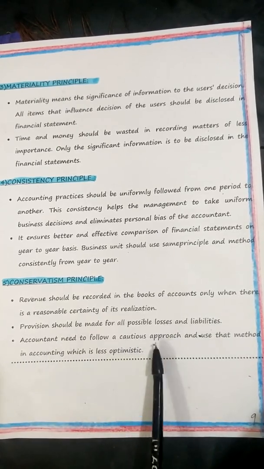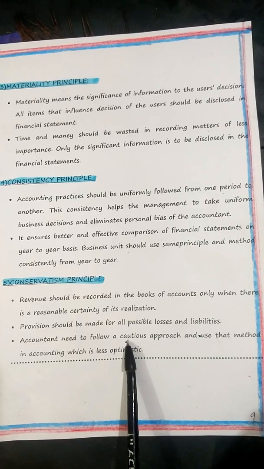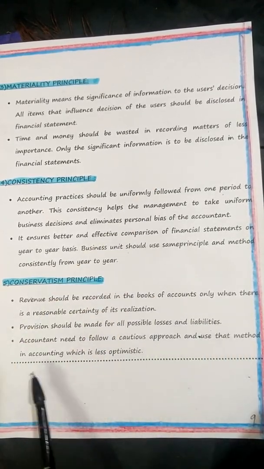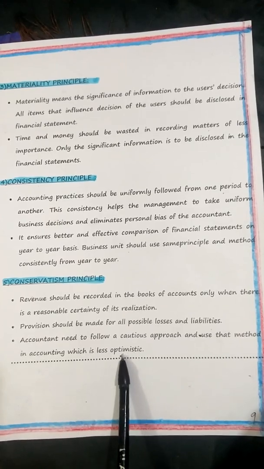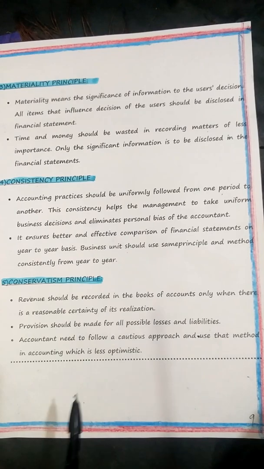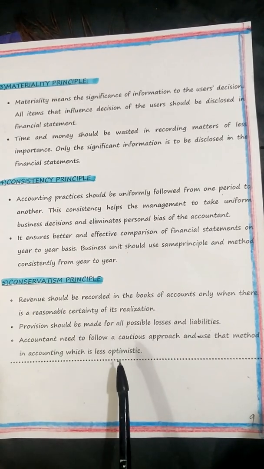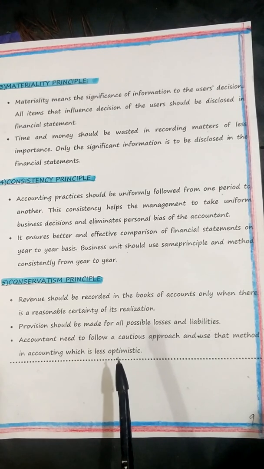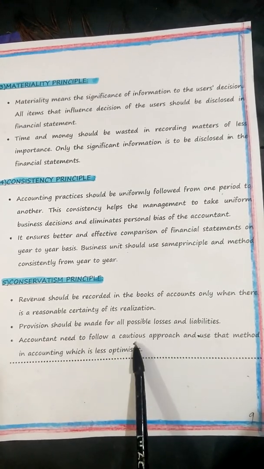Accounting needs to follow the cautious approach. Cautious, please keep a note, children. Cautious and intelligent approach, and use the method in accounting which is less optimistic. What is the meaning of optimistic? So you must understand, whichever is very close to pessimistic, you must avoid. So whichever is less optimistic, you must take care of. You must be cautious about them.